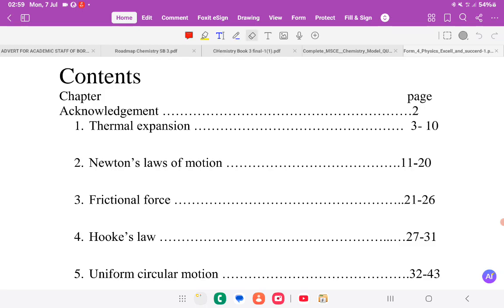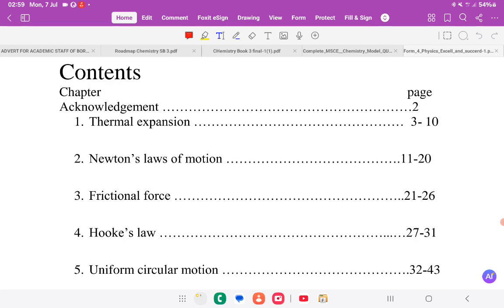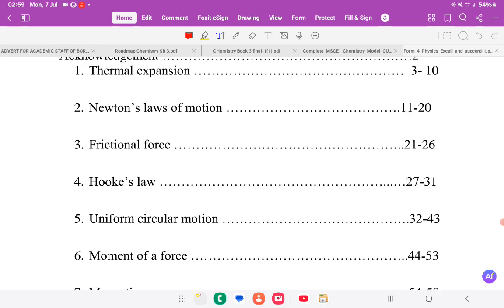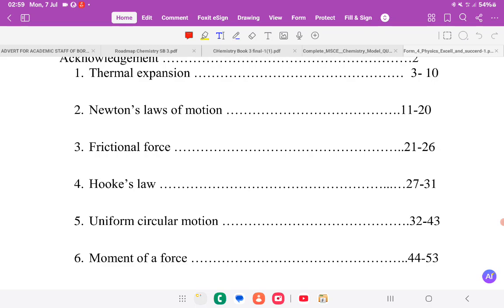The first topic is called thermal expansion, which has to do with thermal properties of matter, in which you look at the fact that when matter is heated, it expands, and when cooled, it contracts. So that's the first topic, which we are going to look at in the MSCE Form 4 Physics.